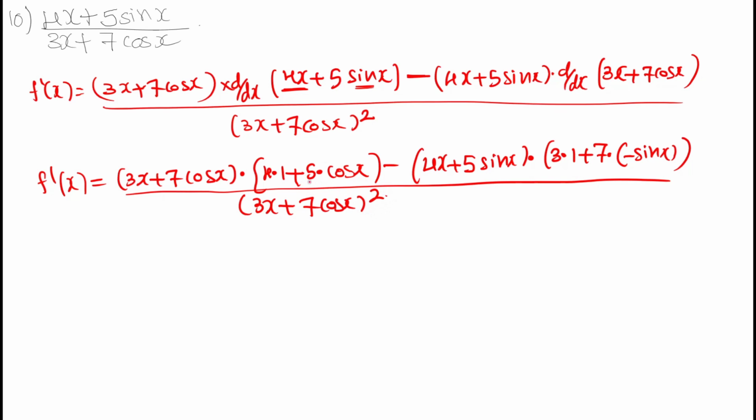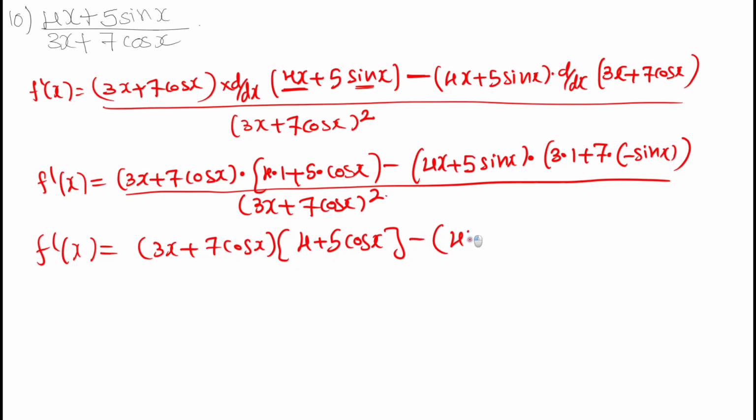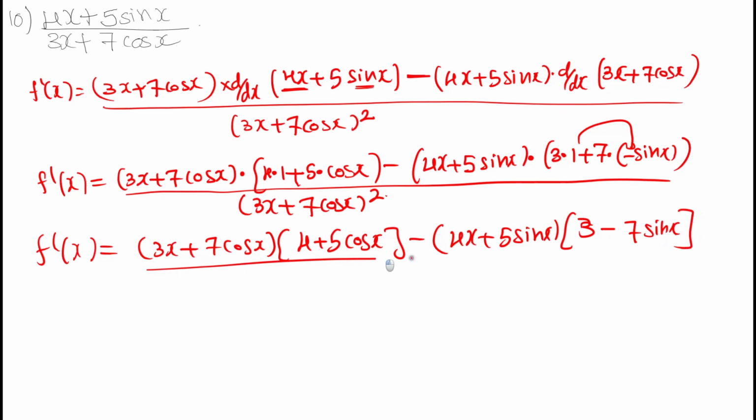The next step, just to simplify the plus and minus terms, so that f dash of x is equal to (3x plus 7 cos x) into 4 into 1 is 4, 5 into cos x, 5 cos x, minus (4x plus 5 sin x) into 3 into 1 is 3 plus into this minus, 7 sin x, divided by (3x plus 7 cos x) whole square. This will be the derivative of the given function.